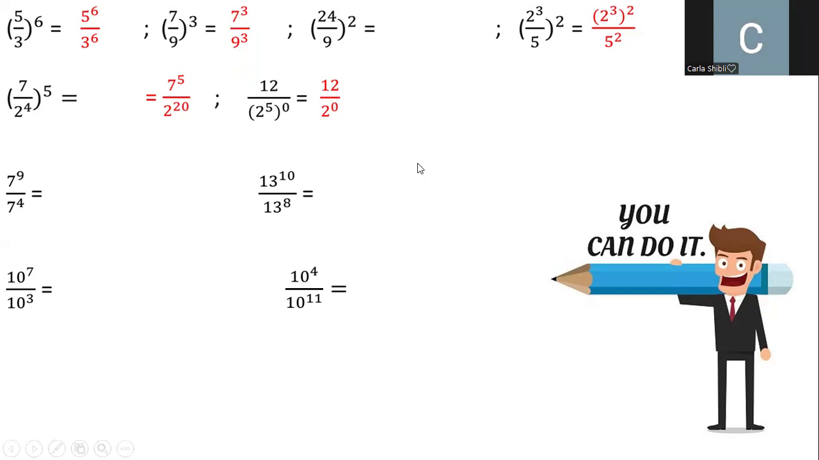24 over 9, it can be reduced. I can divide 24 by 3 and 9 by 3. So I write 8 over 3, all of it squared. Now I give the square to the 8 and the 3.